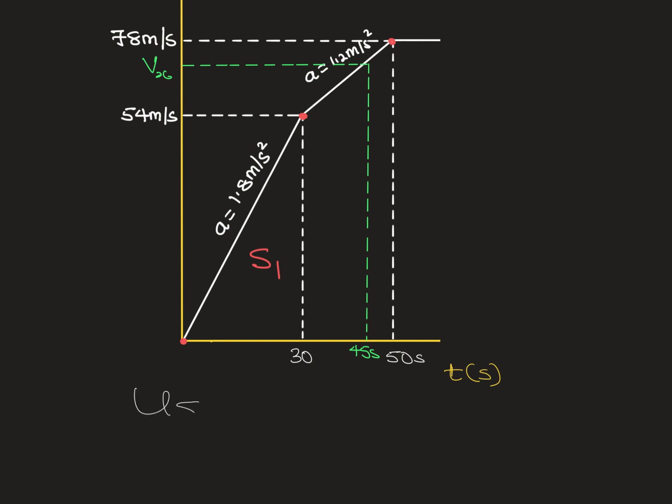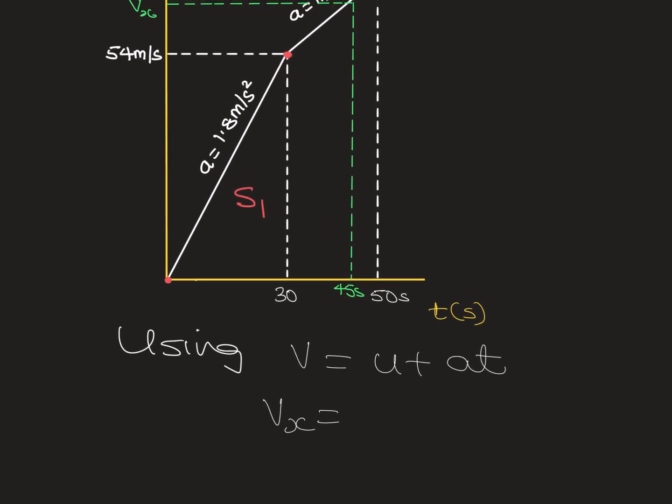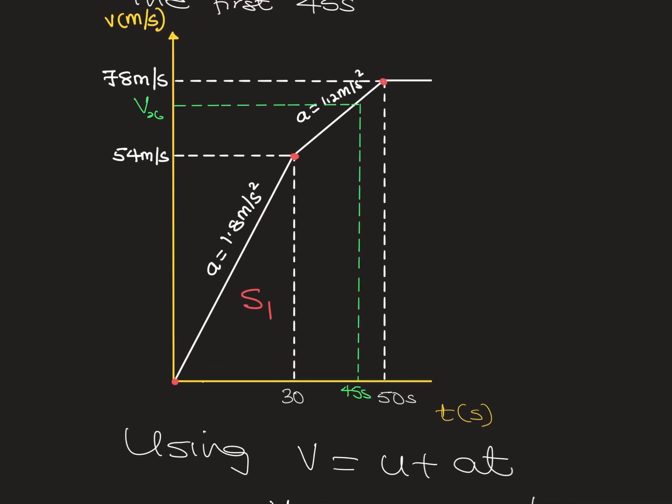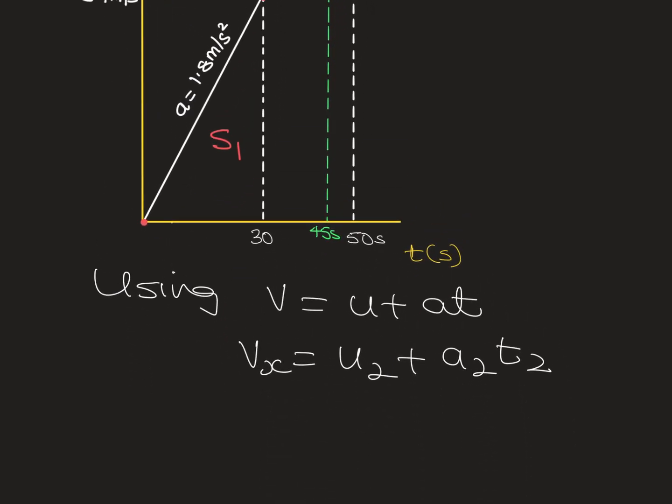So using V is equal to U plus AT, we can say Vx is equal to U2 plus A2T2, because that velocity appeared in the second phase of the motion. All right, so that's why we're going to use that information there.